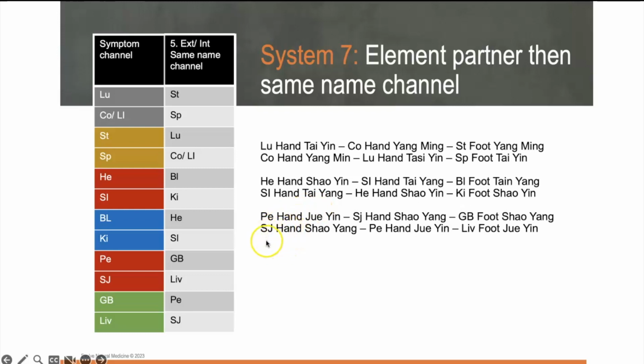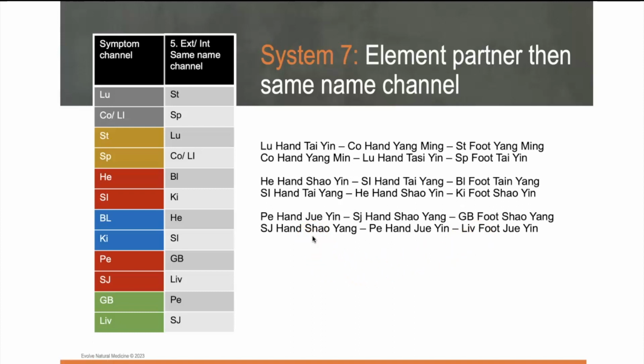If we look at the sanjiao, hand shao yang, again, it's the fire 2 is what I call it. Pericardium is the other meridian in that element. Hand jue yin, then jue yin obviously has to go to the liver foot jue yin. So that means that the sanjiao, hand shao yang is balanced by the liver foot jue yin, and the liver foot jue yin is balanced by the sanjiao, hand shao yang.